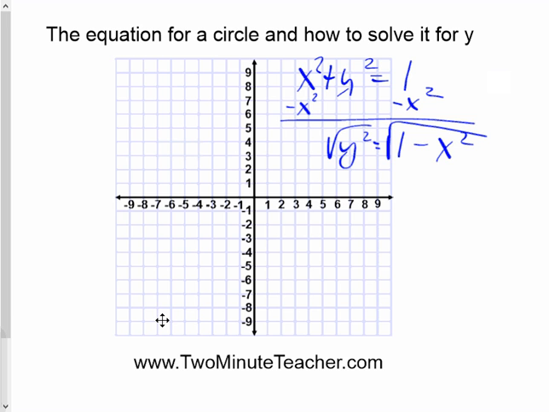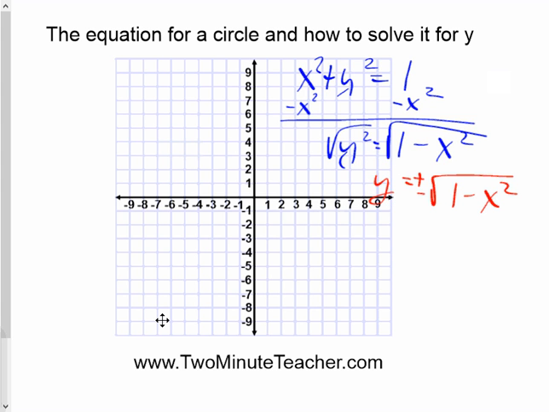The square root of y squared comes out to the absolute value of y is equal to the square root of 1 minus x squared. And then the absolute value will cause us to get two answers, both the plus and the minus of that. Again, I can take longer to show you exactly why, but there it is.